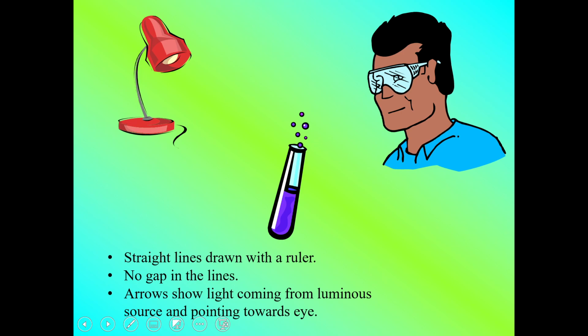So these are your key points to note down here: when you are doing your diagrams, they need to be drawn with straight lines. There needs to be no breaks in the lines, and the arrows should always point from the light towards the object, from the object towards the eye. Remember, we do not have light beams coming out of our eyes.